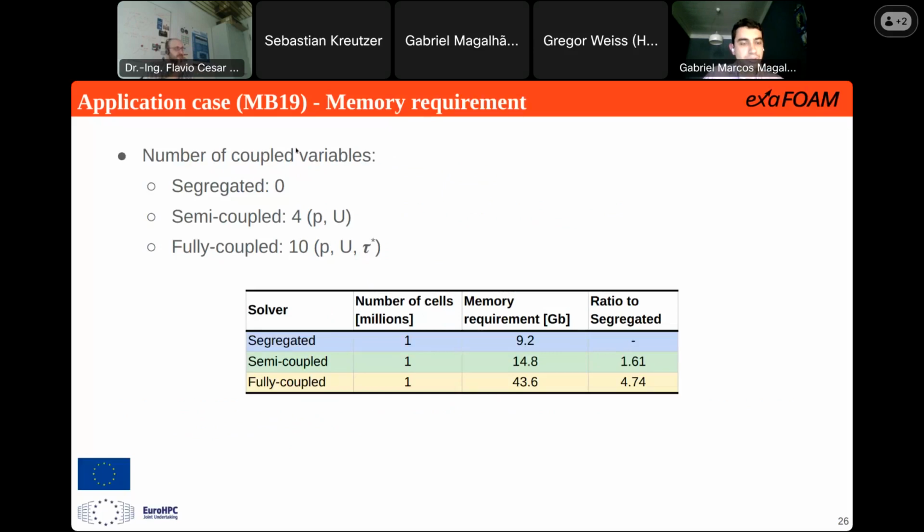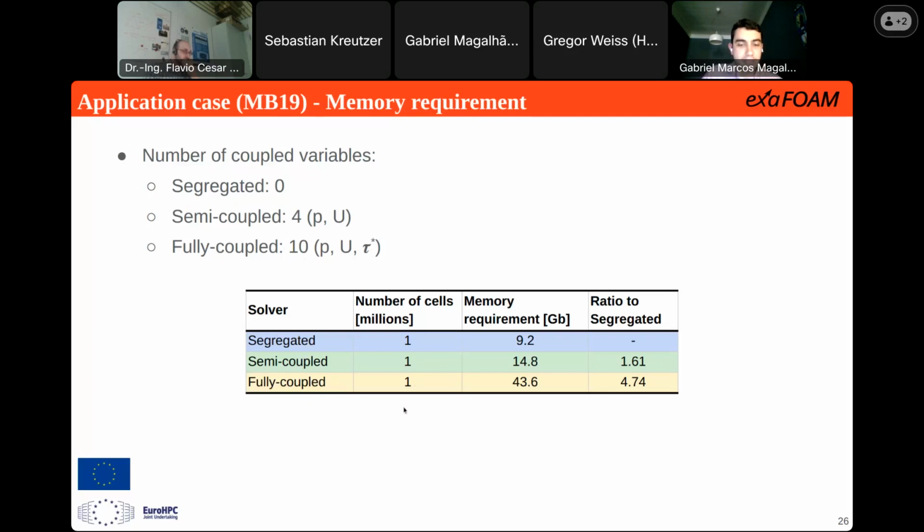And before presenting the results, it's important to talk about the memory requirement for each solver. So, just remembering the number of coupled variables: for the segregated solver, we have no coupled variables. For the semi-coupled solver, we have 4 coupled variables. And for the fully coupled solver, we have 10 coupled variables.